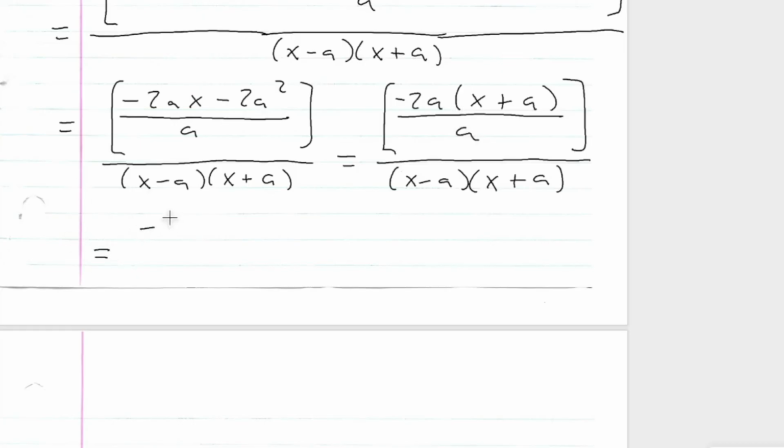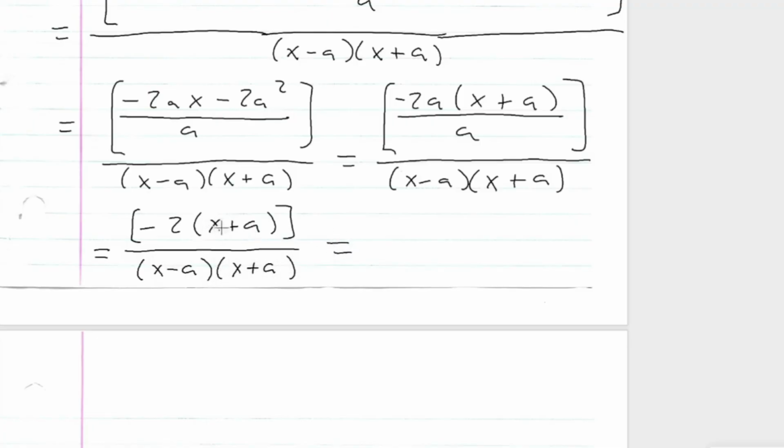So I'm going to be left with negative 2 times x plus a, right? That is the same thing as this. I'll put the brackets so you guys can see that this is the same as this. And that's going to be over x minus a times x plus a. And notice I have an x plus a factor in both the numerator and the denominator. So I'm going to be left with negative 2 over x minus a.